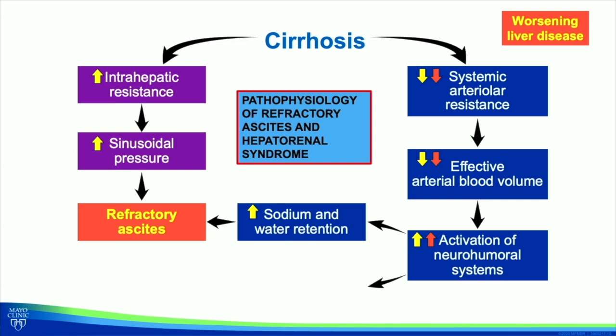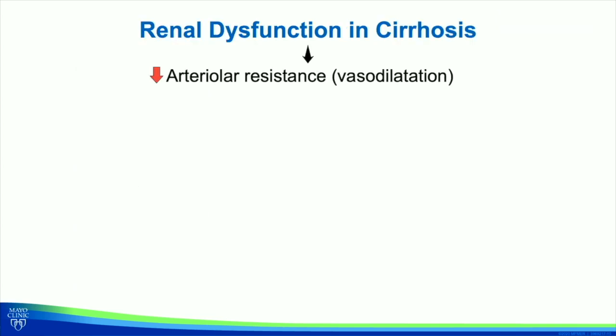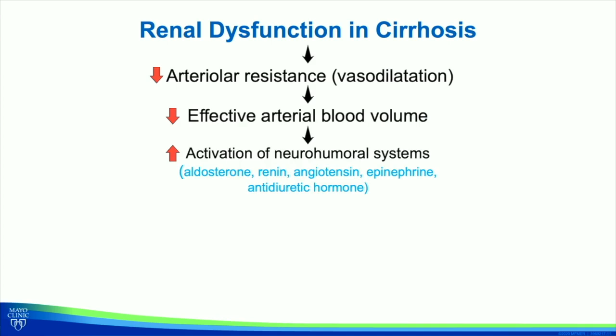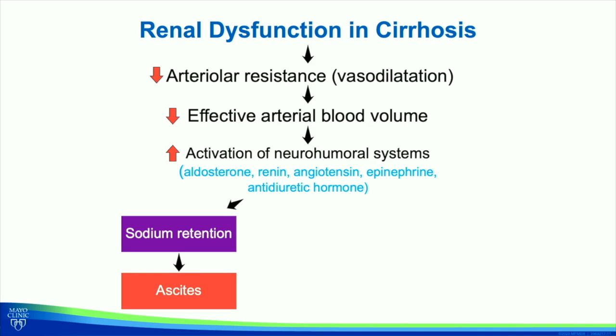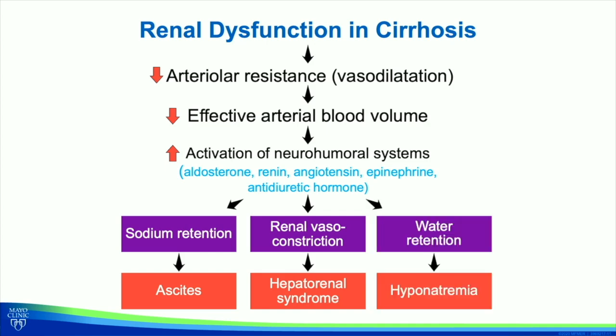Further, as the liver disease gets worse, there is intense renal vasoconstriction, and therefore you get hepatorenal syndrome. So to summarize all this, renal dysfunction in cirrhosis starts off with vasodilatation, a decrease in the effective arterial blood volume, and activation of neurohumoral systems. And this gives rise to three manifestations. There is sodium retention, which gives you ascites. There is renal vasoconstriction, which gives you hepatorenal syndrome. And there's water retention, which gives you hyponatremia.